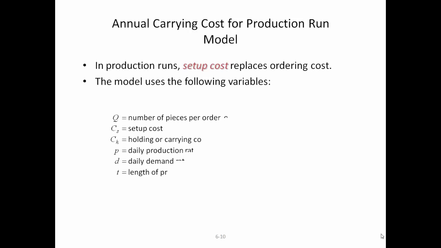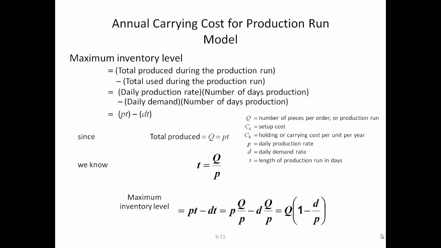Right, so we want to look at the annual carrying cost for the production run model. In this model, the setup cost is going to replace our ordering costs. And then we have our variables, the pieces to our puzzle, as listed. So, what's our maximum inventory level? And here you see the formula for our maximum inventory level and the associated variables.